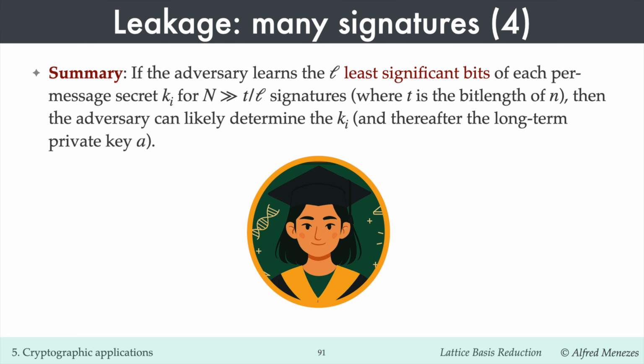Here is a summary of the ECDSA attack. Suppose that the adversary obtains the L least significant bits of each per message secret, ki, for n signatures. Here, n is significantly greater than t divided by L, where t is the bit length of the ECDSA parameter n. Then the adversary can likely determine the per message secrets, ki, by using the LLL algorithm to find a short basis for a certain lattice. Once the adversary has determined a per message secret, they can immediately compute the long-term private key.